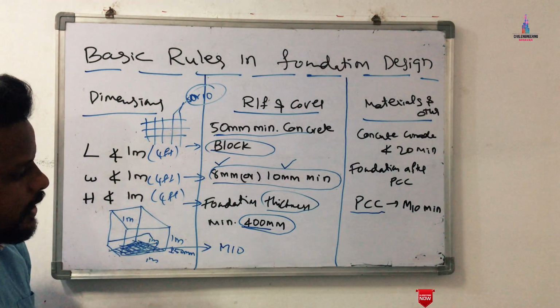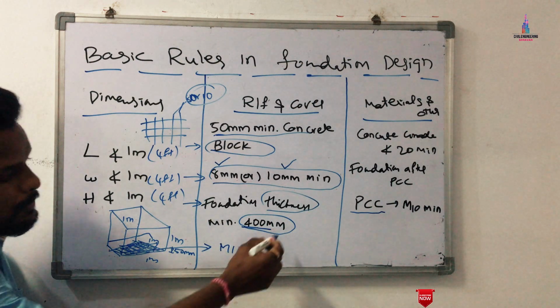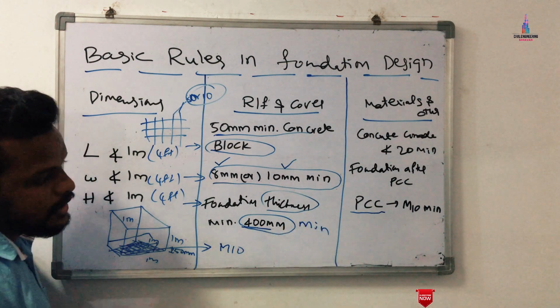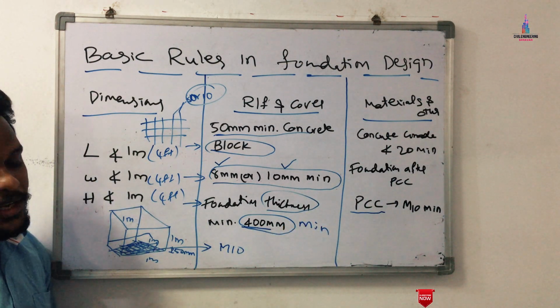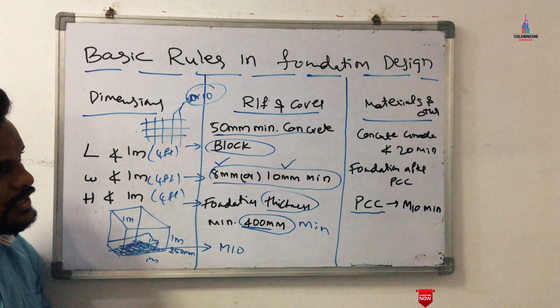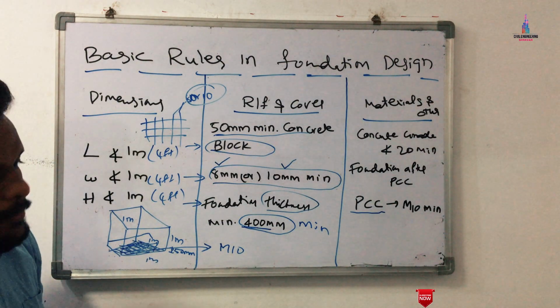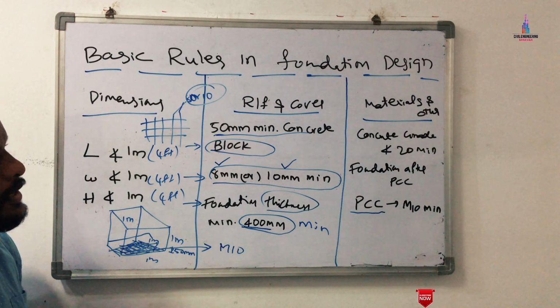And the foundation thickness we need to take as 400 mm is the minimum value. This is not a maximum value, not an accurate value. This is the minimum value we need to keep in mind for the foundation section. And next one is materials and other properties. So this is also one of the most important steps in foundation design.